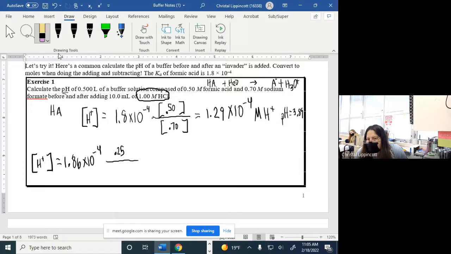0.35. Does anybody not know where I got 0.25 and 0.35? Okay, so we took the here and multiplied that. So my moles, remember, molarity times liters gives me moles. Okay. And then here, my molarity was this times liters. And that gave me my moles.